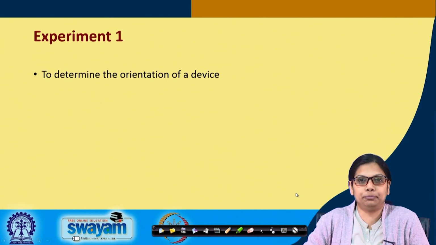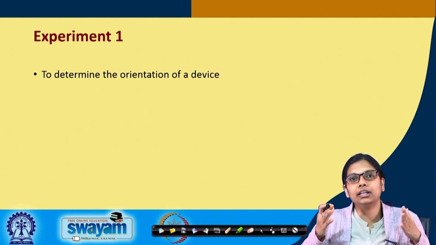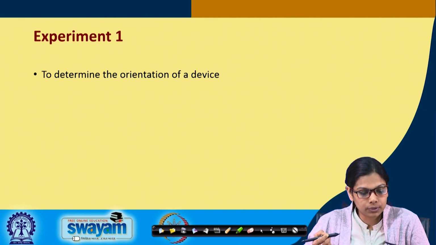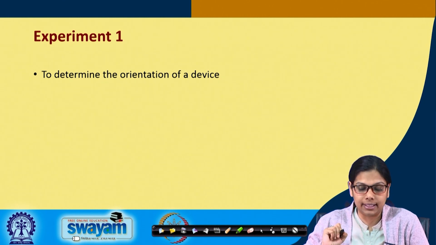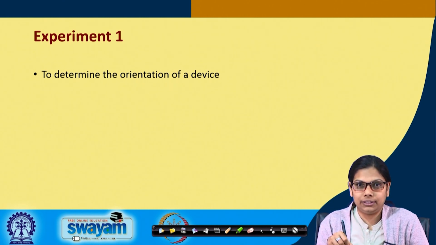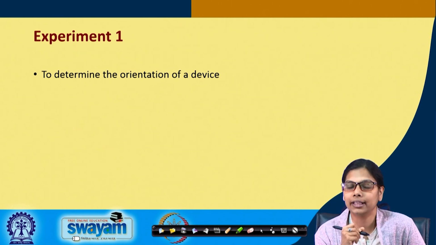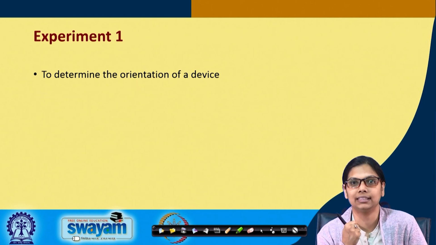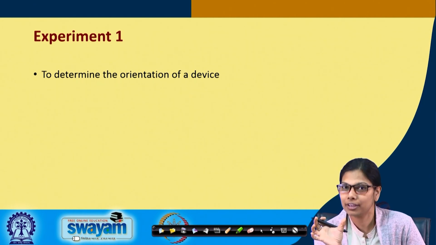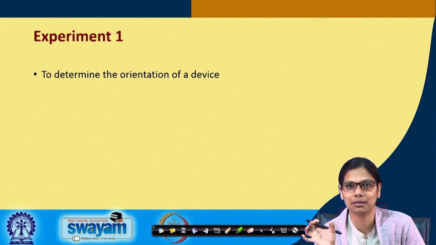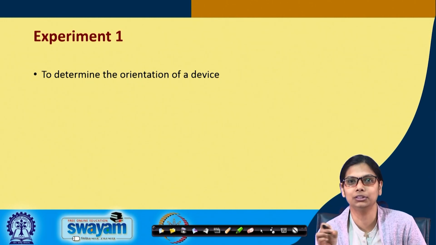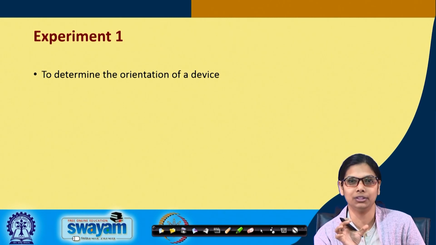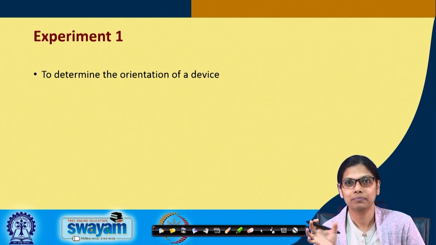Next, the first experiment. I will be discussing the codes first and then I will demonstrate. In the first experiment, we will determine the orientation of the device. Recall the experiment that we conducted in the previous lecture, where we showed that we are receiving some values, let us say 32,000 or 35,000, some x, y, z coordinate values.